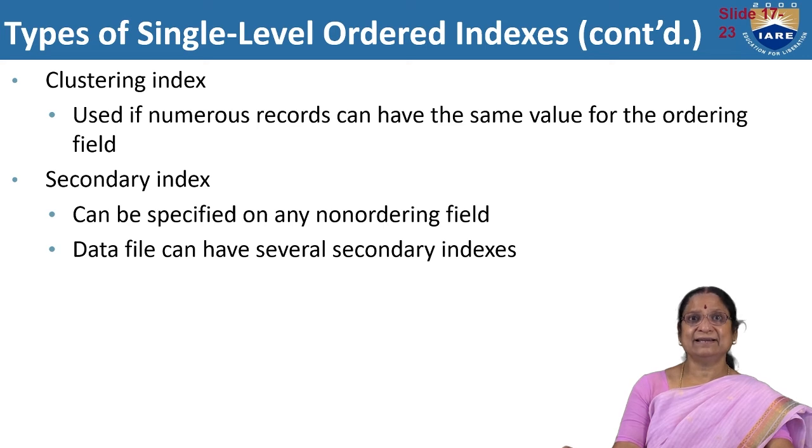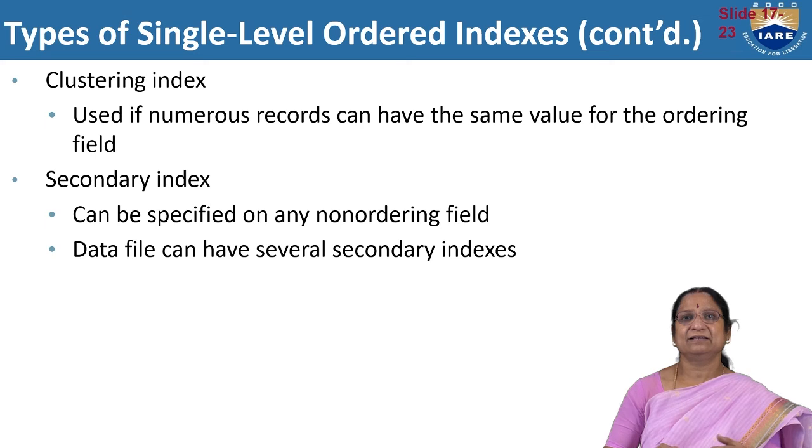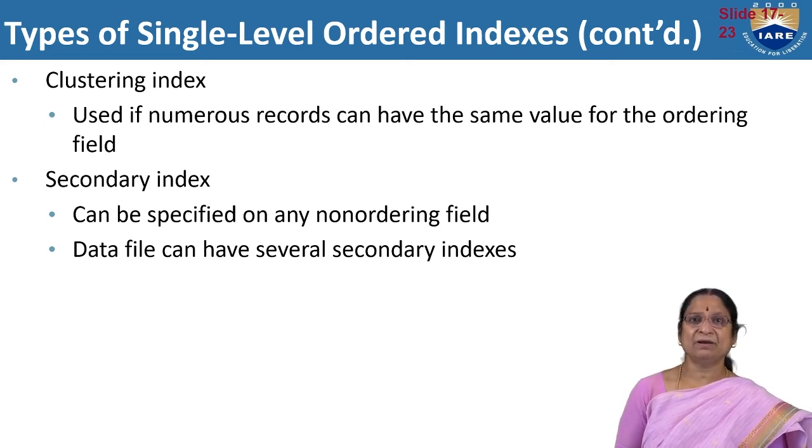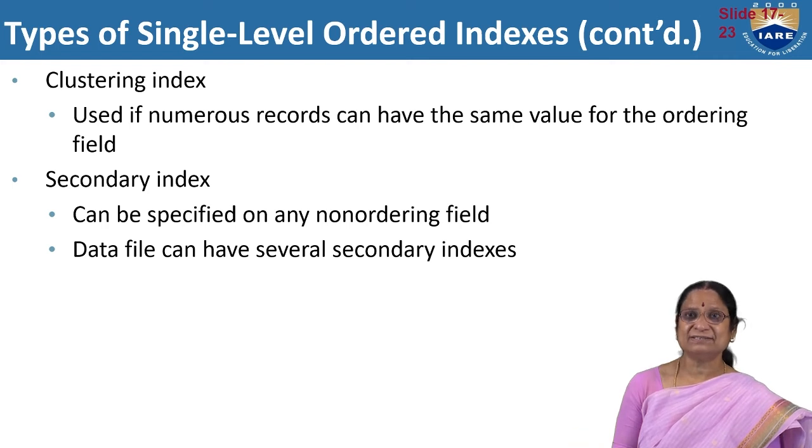Cluster indexing is there. Secondary indexing is also there. Cluster indexing means numerous records can have the same value in the ordering field. Then we will call it a cluster index. That means an attribute. For example, if I am going to index students' data based upon course name, say CSC, all CSC students will come under a group, no? So that is one cluster. For a particular key value, multiple records exist; that is cluster indexing.